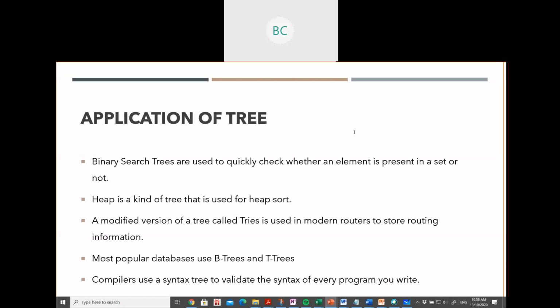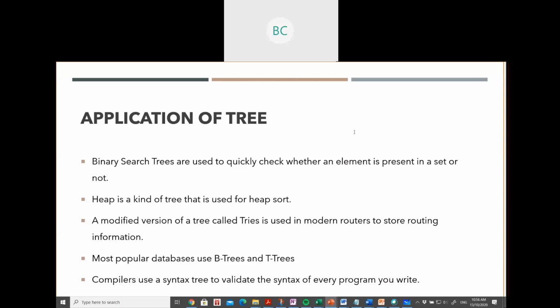to sort things. So there are different trees. Binary search tree is mainly used to check whether an element is present in a set or not. Then the heap data structure is used for heap sort and to implement priority queues as well. Then modern routers also use different keys, which is known as a trie. Then B-tree and T-tree are used in databases, and compilers use the syntax tree. So that's all for the basic general tree.